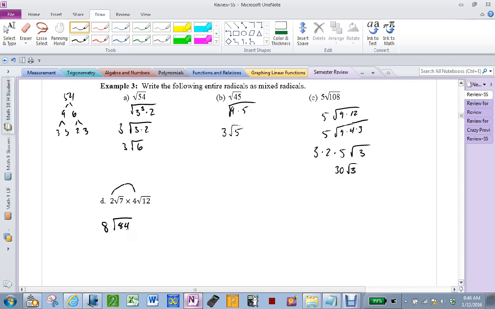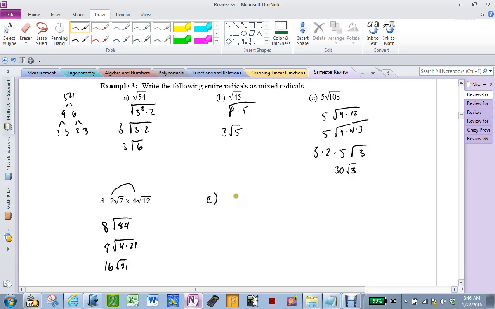84 is, of course, 12 times 7. Or 4 times 21. 8 root 4 times 21. Does 4 have a square root? Yeah. What is it? So it is 16 root 21. Cool? Now I'm going to do one more hard one to make sure that everybody understands this.